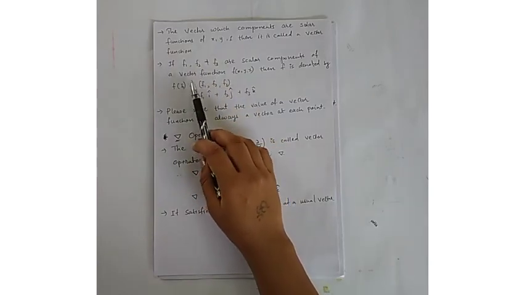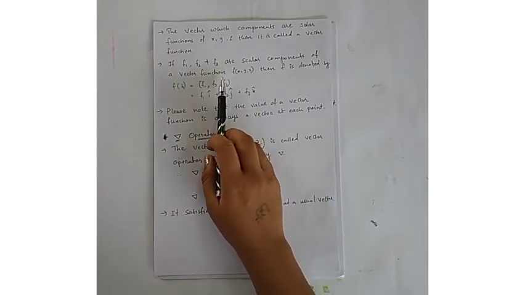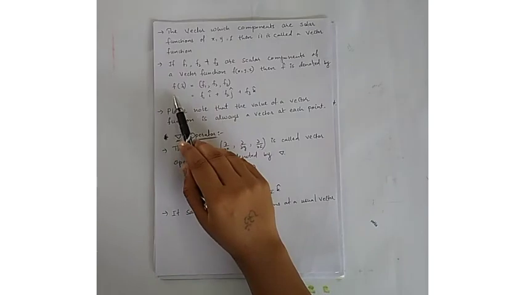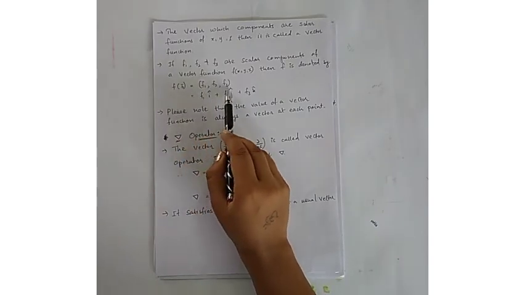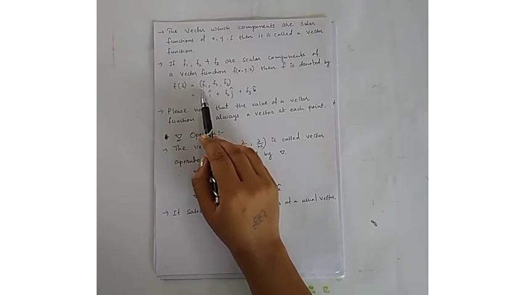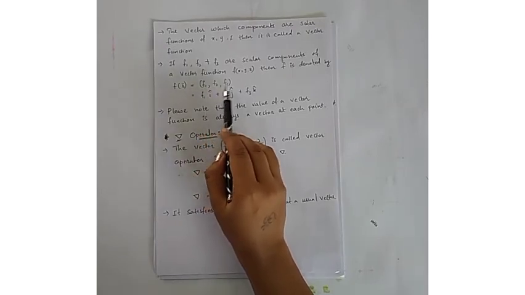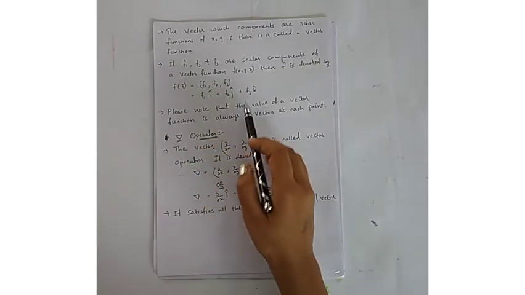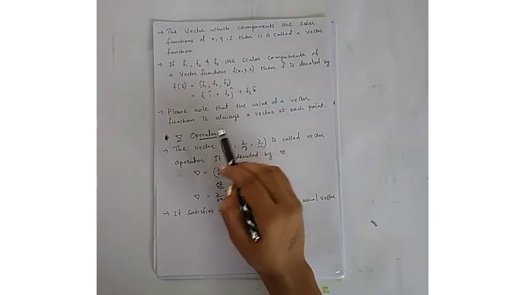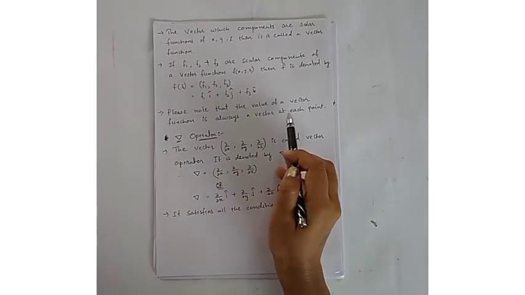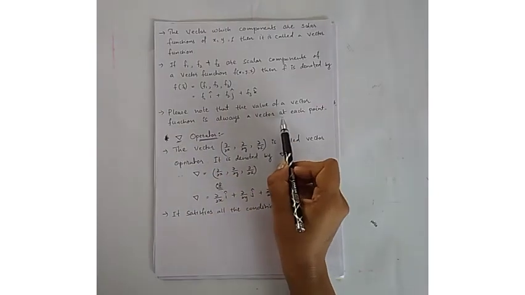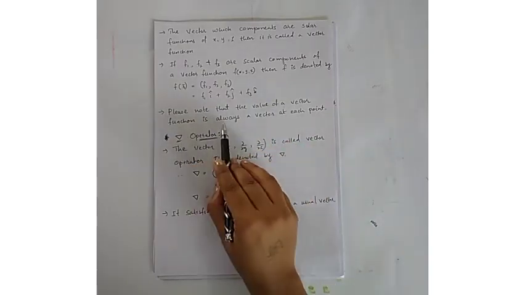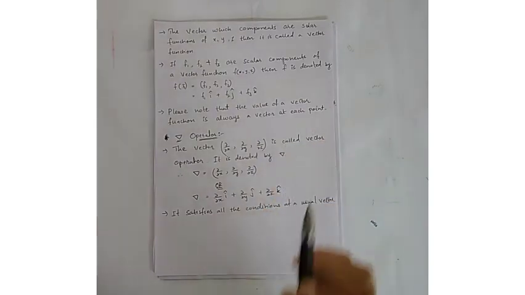A vector whose components are scalar functions of x, y, z is called a vector function. If f1, f2 and f3 are the scalar components of a vector function f of x, y, z, then f of r is f1, f2, f3. My f function has the components f1, f2 and f3, which can also be written as f1 i caret plus f2 j caret plus f3 k caret. Please note that the value of a vector function is always a vector at each point. Again I repeat, the value of a vector function is always a vector at each point.